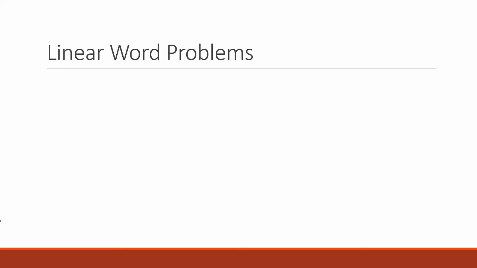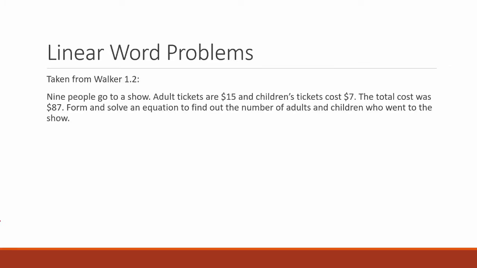Hi guys, in this video we're going to cover how to form and solve linear word problems. This example is taken from the Walker book. We have 9 people going to a show, adult tickets are $15 and children's tickets are $7. The total cost was $87. Form and solve an equation to find out the number of adults and children who went to the show.